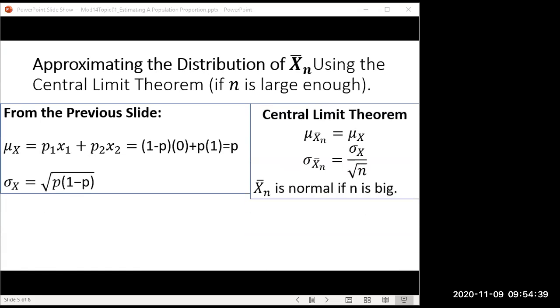Okay, and from the central limit theorem, we have that the mean of the sample means is the same as the mean of x. And the standard deviation of the sample means is the standard deviation of x divided by the square root of n. So we're going to plug that in. The mean of x bar n is the same as the mean of x, and that's the same as p.